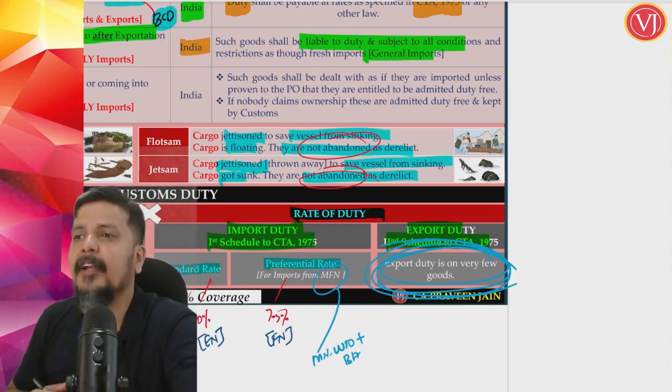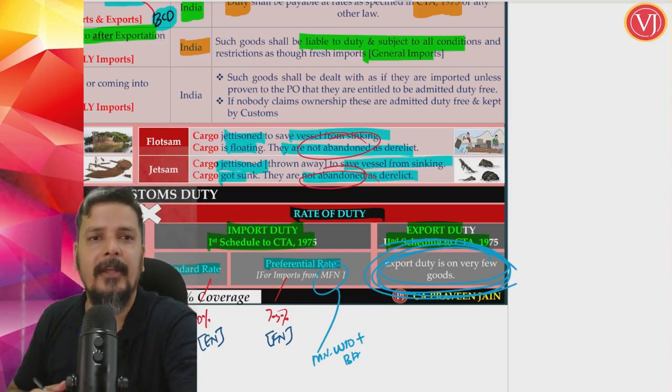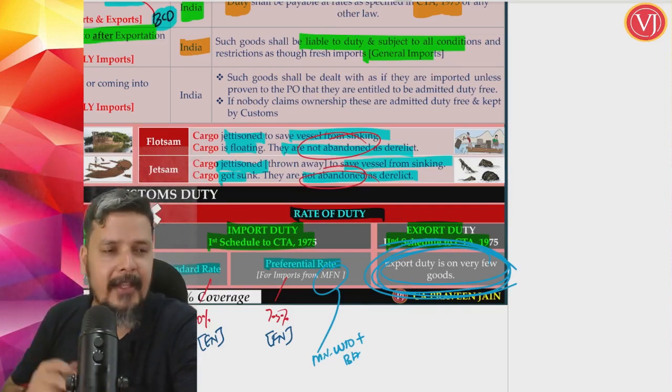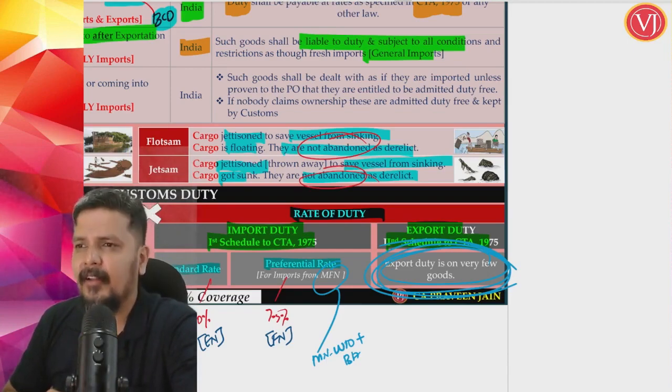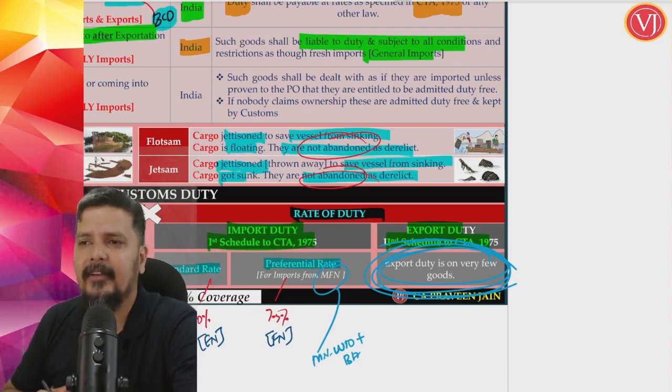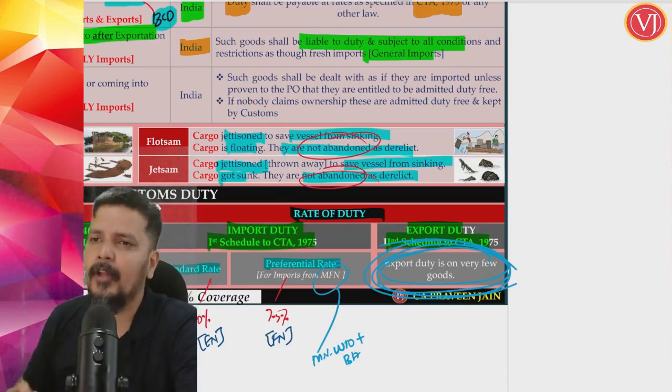Nowadays you can put a tracking device, which is now done by all the shipping companies. Whenever they are throwing any goods, they put a tracker. If it is working well and fine, then they may be able to track it. So that is jetsam and flotsam. The focus is only on cargo.